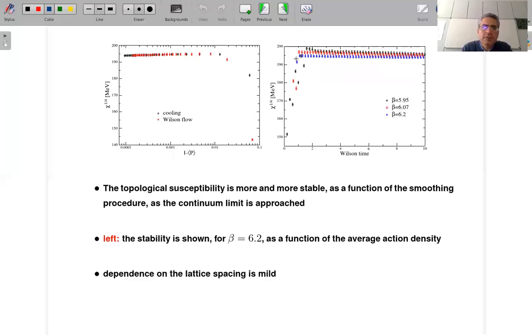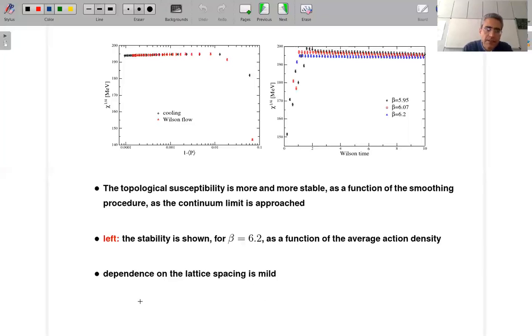And this is how the topological susceptibility behaves as a function of, for instance, the Wilson flow time for different values of beta. You can see that the topological susceptibility has a very well-defined and extended plateau, where it is basically independent of the amount of smoothing that you perform. And this is better and better defined as you go towards the continuum limit. For instance, for beta 6.2, basically the function is flat. Okay, so you can take a measure of topological susceptibility at any flow time.